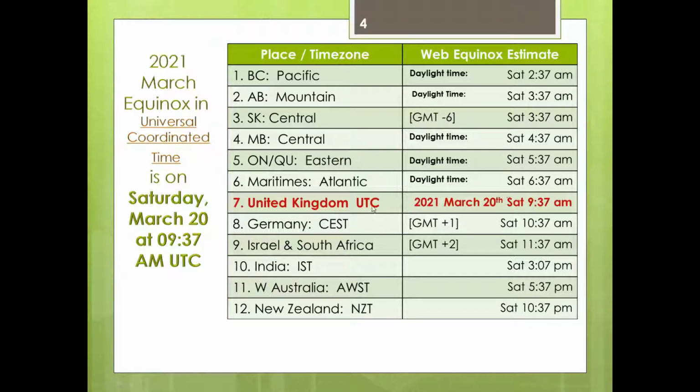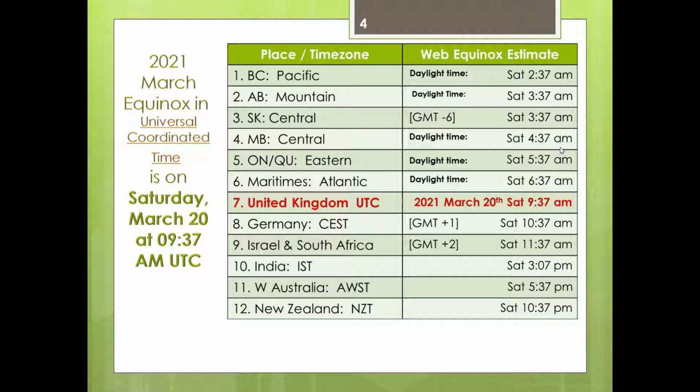Going west of the United Kingdom, the Maritimes, the Atlantic time zone, is at 6:37 in the morning. Now, while I'm going through these times, I want you to be thinking about when would the twilight be, and I don't think I had time to put the twilight times in here, but twilight makes a difference as well. So 6:37 in the morning. Then the Eastern time zones, that would be Ontario and Quebec, it's 5:37 in the morning for them. And for the Central time zone like Manitoba, it's 4:37 in the morning.